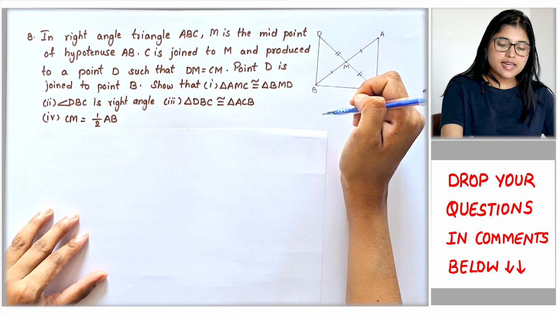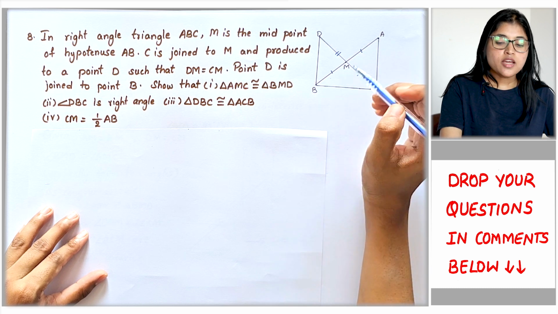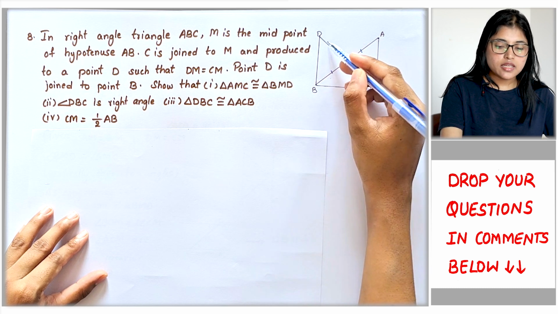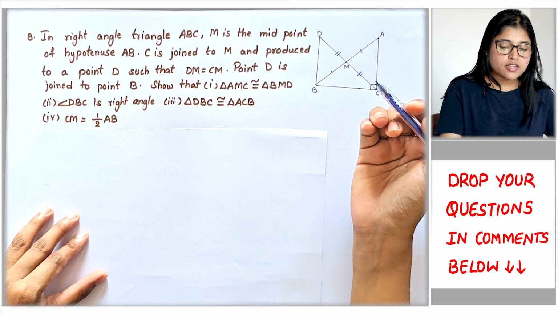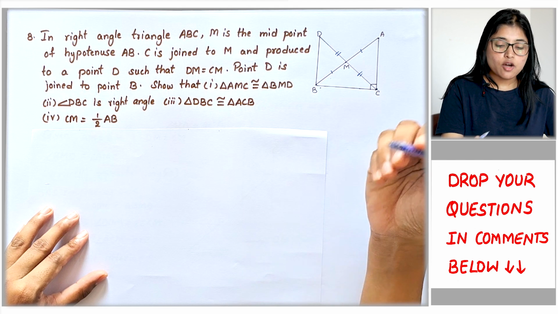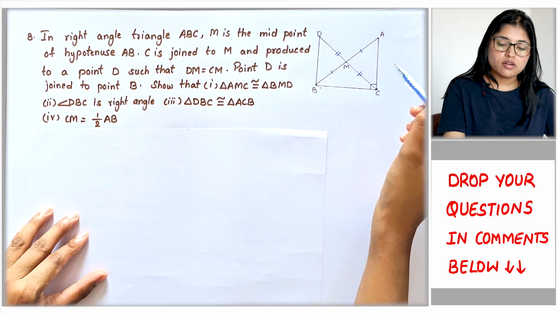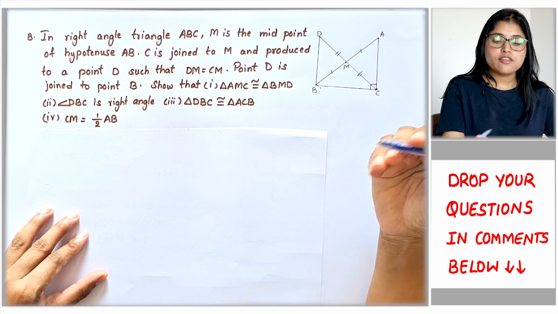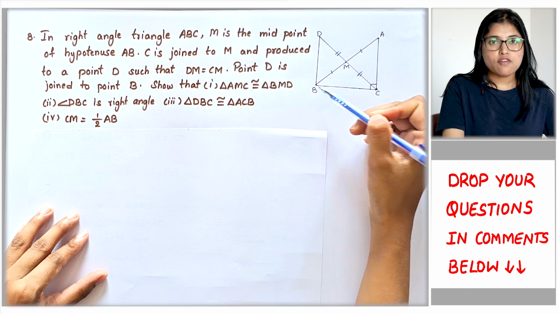Show that triangle AMC is congruent to triangle BMD. So this is AMC. We have to show that it is congruent to triangle BMD. And the second part is we have to show that this angle B over here is a right angle, and we also have to prove triangle DBC, that is the big triangle over here, is congruent to triangle ACB, this triangle over here. And the final step is to show that CM equals half of AB.